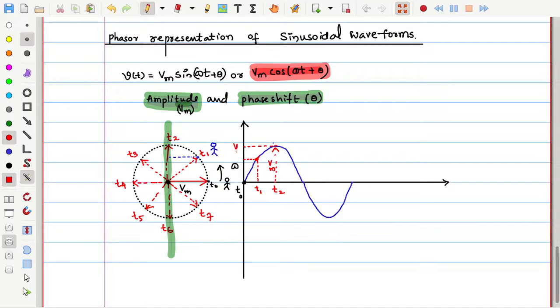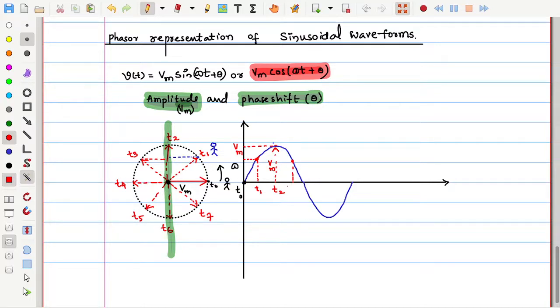So like that, if you keep on projecting this rotating vector onto the vertical plane, the projections will give the instantaneous values of the voltage of a sinusoidal function. Now as it goes beyond the T2 position, like T3, the amplitude is decreasing. Now I want to project this onto the vertical plane. Now it is decreasing, so this is the decreased value.